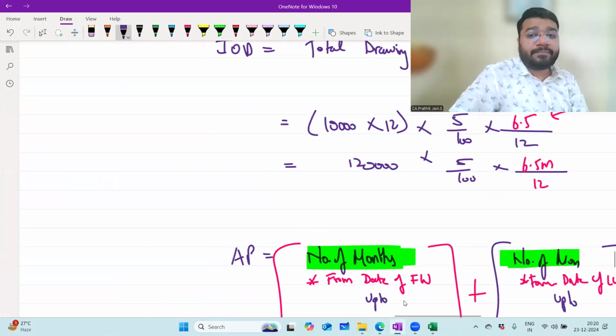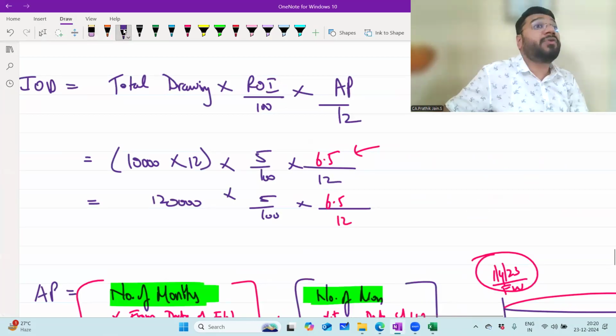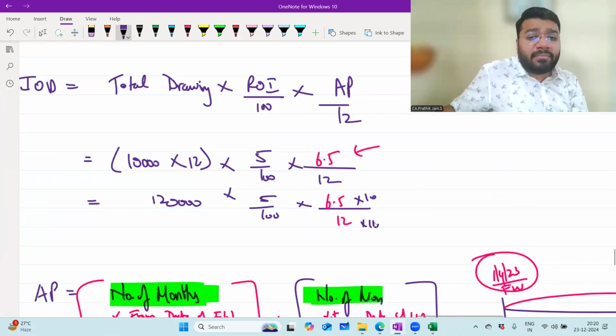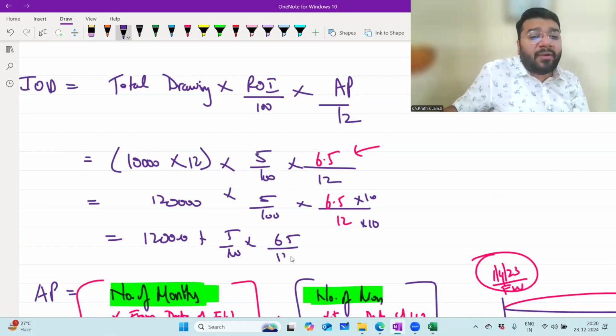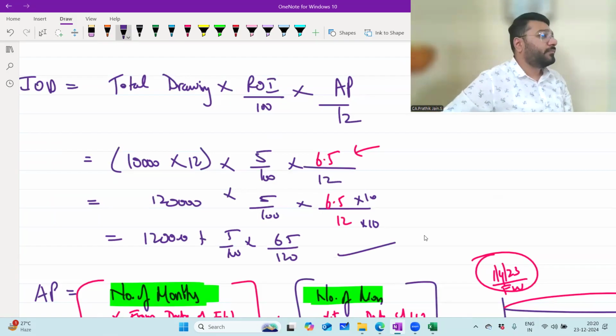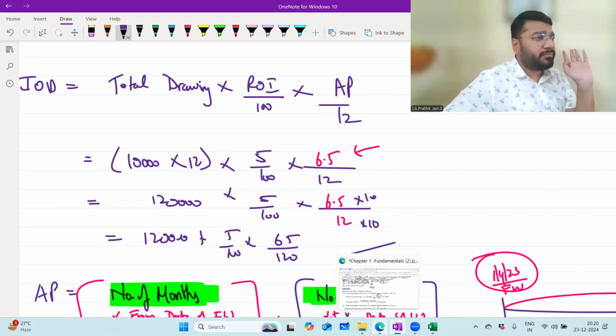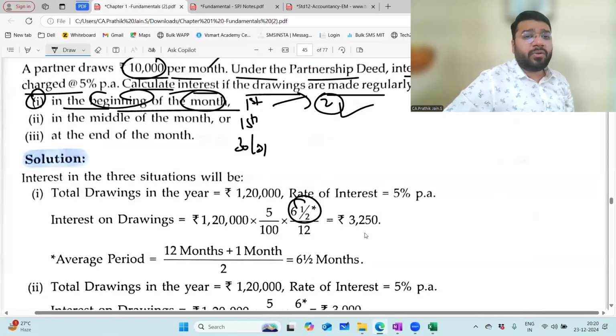Now coming back. 120 into 5 by 100 into 6.5 by 12. Now you will tell, sir, 6.5, how will I divide? We are not using a calculator. Very simple. Multiply both by the same amount. So I'll now get 1,20,000 into 5 by 100 into 65 by 120. You can solve it now. 13 by 24. Mathematically, you can do anything you want. If you have any shortcut to this, you can do this. No problem.